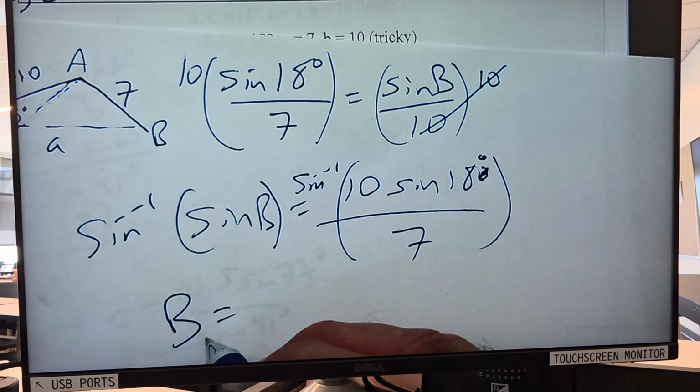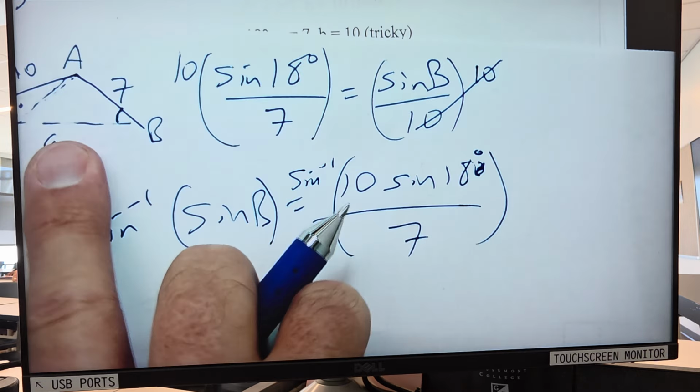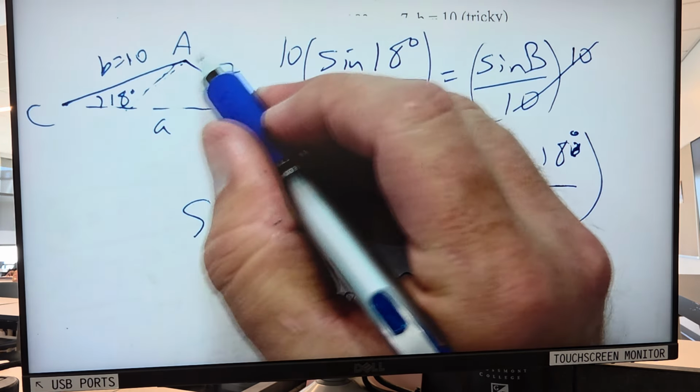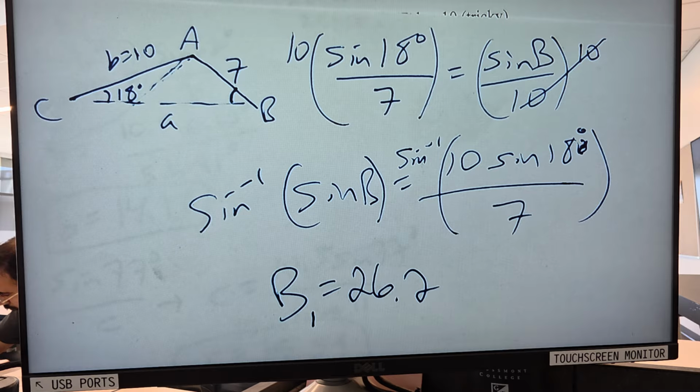So I'm going to call this B1, because that's the angle that goes with this triangle. But don't we have a potential second triangle? I always want you guys to go with me. So does one triangle at least exist? Yes. If there had been no triangles, we would have gotten an error here.